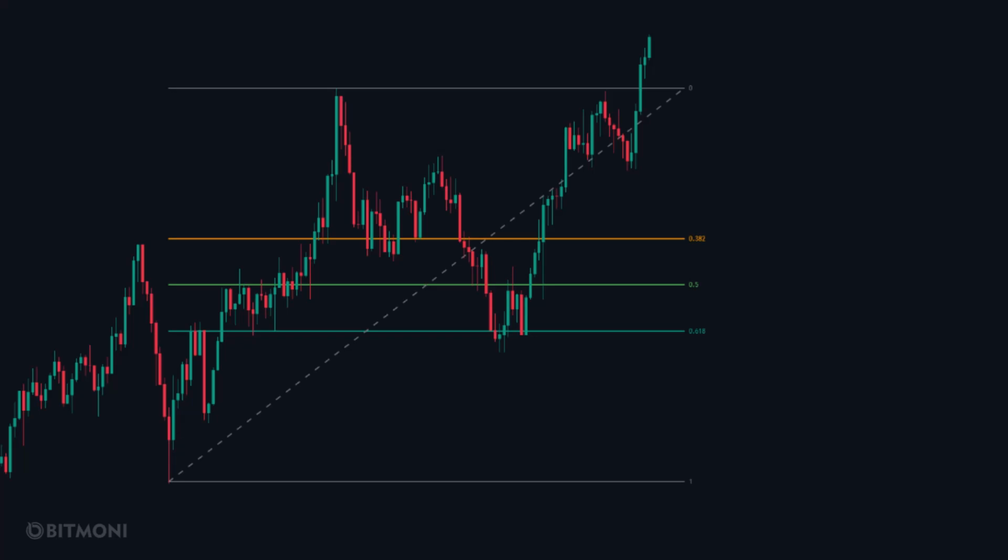Now I'll walk you through how to apply this tool to your chart and use it to identify high-probability trading setups.